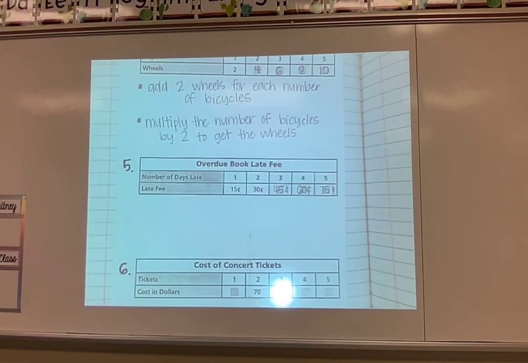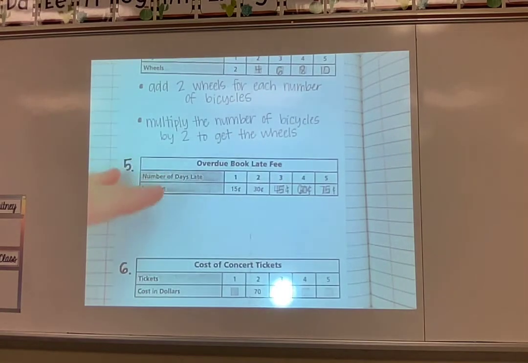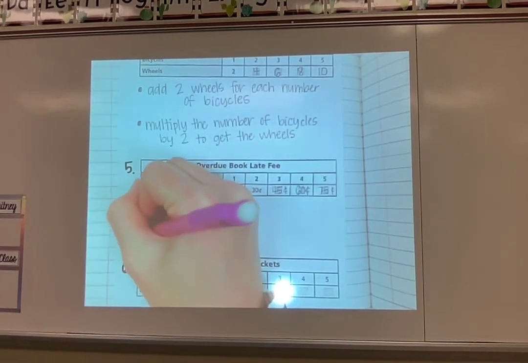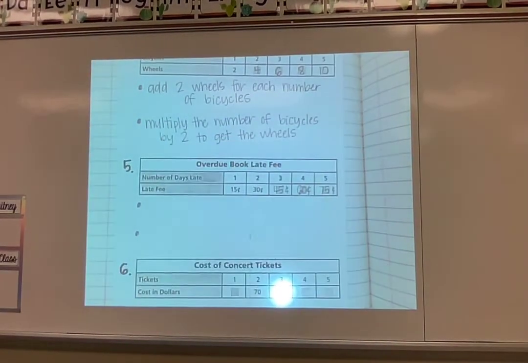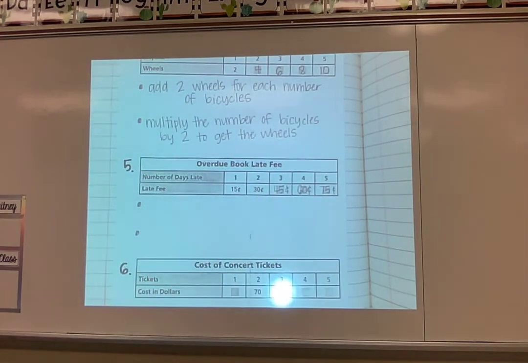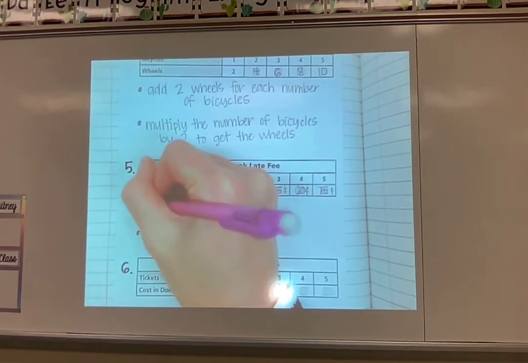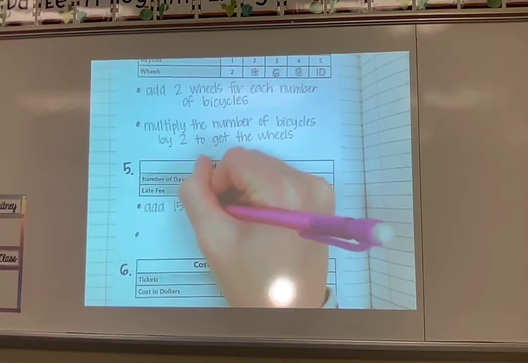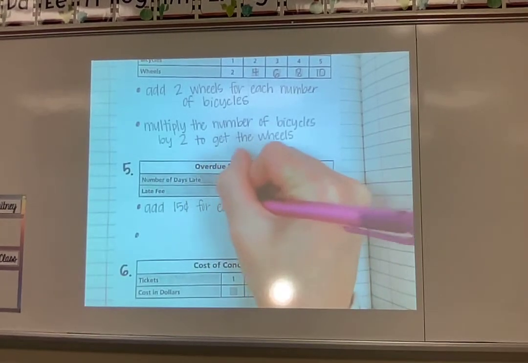Now, I'm going to explain the pattern or explain the relationship between these 2 things down here. And remember, we can explain this in 2 separate ways. So kind of think about, how did you figure out what the next number would be? That's kind of like the rule for the pattern. So I could use addition. I know that each day costs 15 cents, so I could add 15 cents for however many days my book was late. Let's put that as our first rule. Add 15 cents for each day that your book is late.